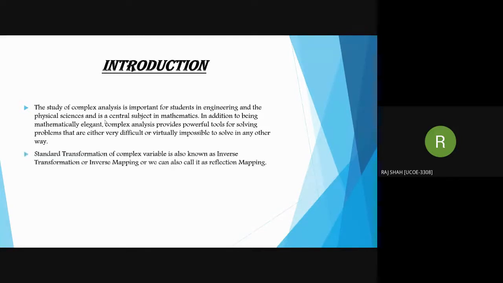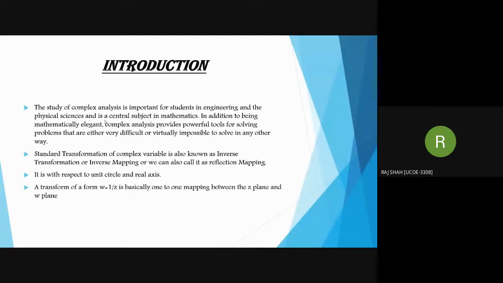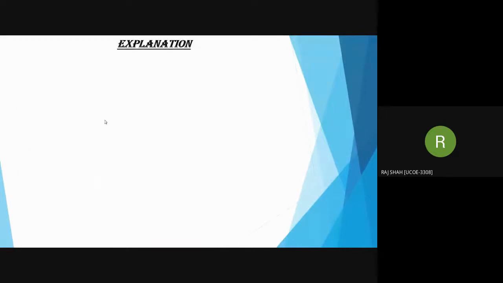Standard transformation of complex variables is also known as inverse transformation or inverse mapping, or we can also call it as reflection mapping. It is with respect to unit circle and real axis. A transform of the form W is equal to 1 by Z is basically one-to-one mapping between the Z plane and W plane. Now, the explanation will be told by my fellow mate Yash Patel. Over to you, Yash.